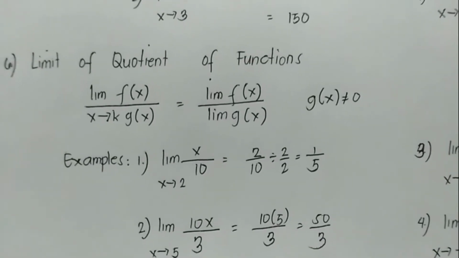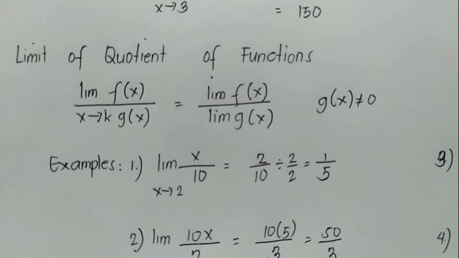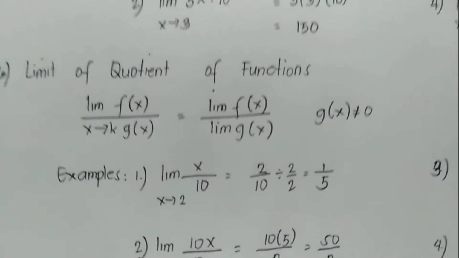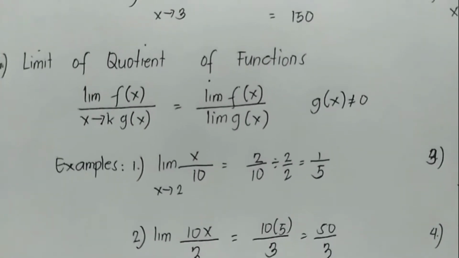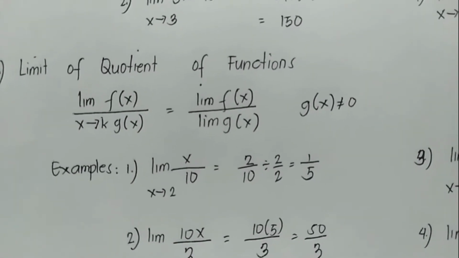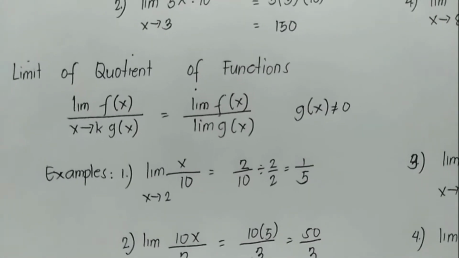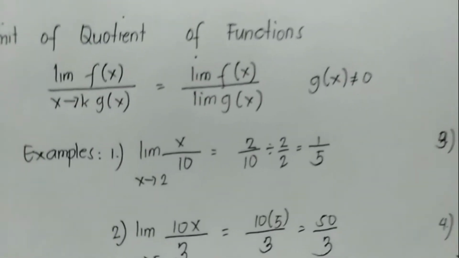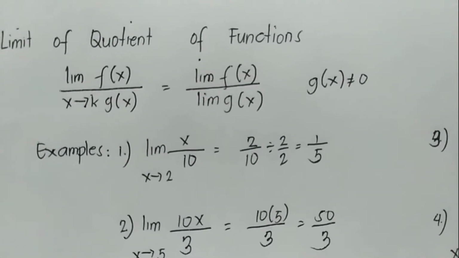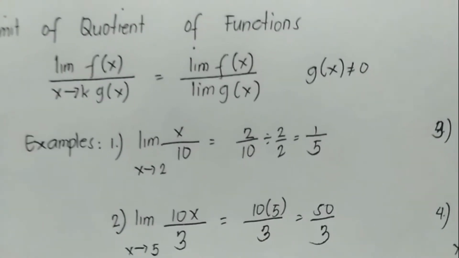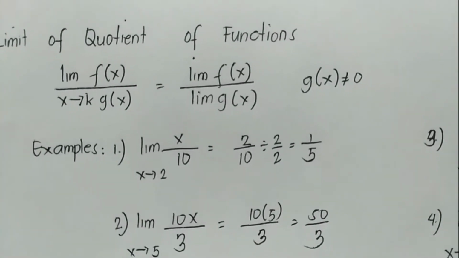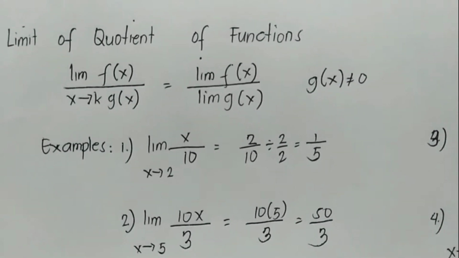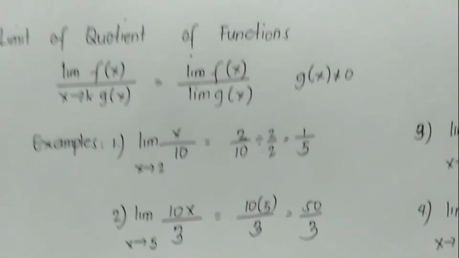Limit of a quotient of functions. The limit of f of x over g of x as x approaches k is equal to the limit of f of x over the limit of g of x, where the limit of g of x is not equal to 0. So for example number 1, the limit of x over 10 as x approaches 2. So also substitute the value of x. So 2 over 10, divided by 2, is 1 over 5.